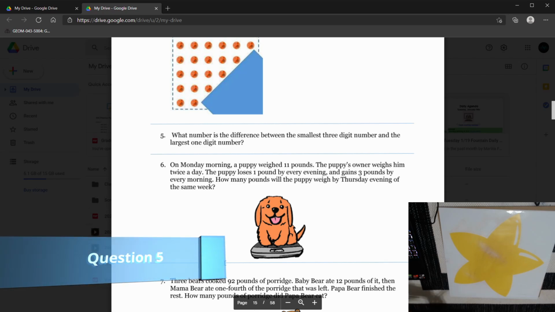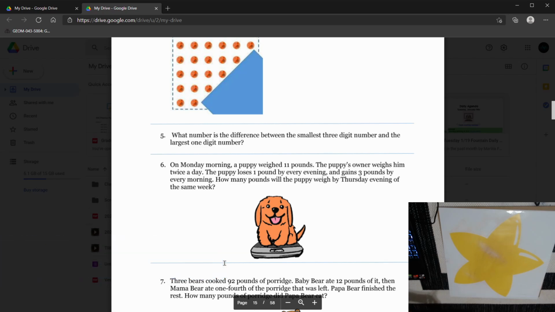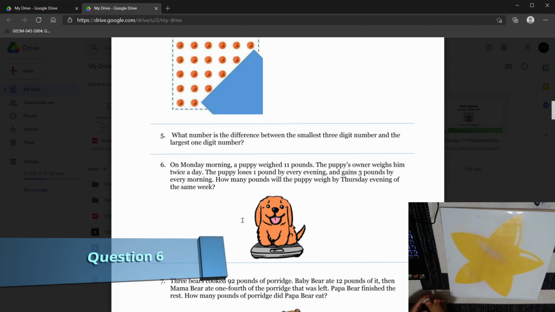What number is the difference between the smallest 3-digit number and the largest 1-digit number? So the smallest 3-digit number is 100, minus the largest 1-digit number, which is 9. I mean the largest 1-digit number, not 3-digit number, sorry. And then you get 91, so 91 is your answer. Okay, moving on to number 6.